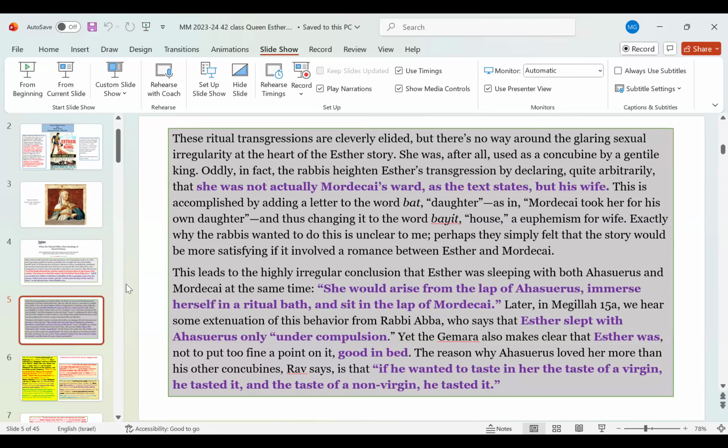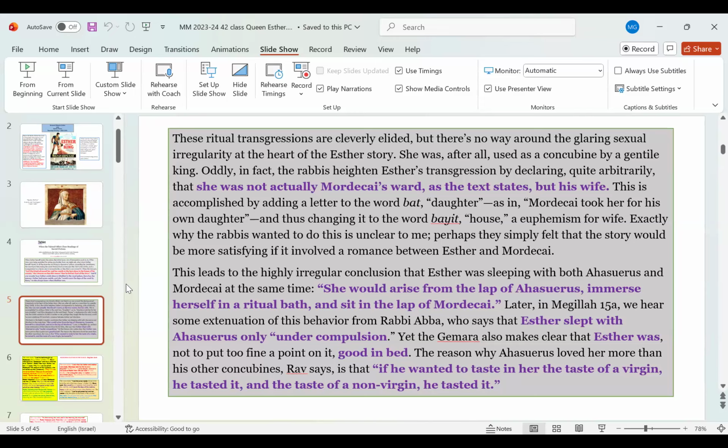This is still the Adam Kirsch article. All right. So that makes it even worse. She was sleeping with both Achashverosh and Mordechai at the same time. So what happens? She should be stoned, right? Notice they're really sexualizing her. It's unbelievable what the rabbis are doing.